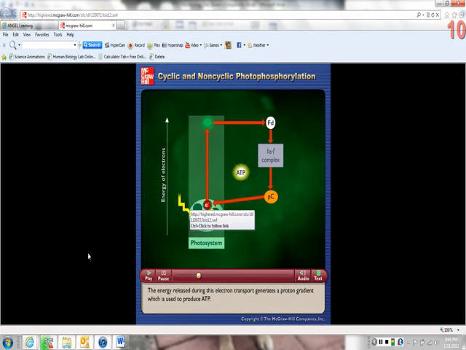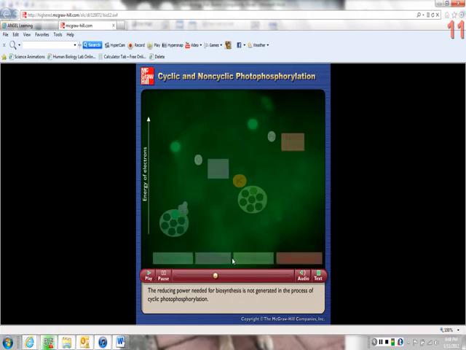The energy released during this electron transport generates a proton gradient which is used to produce ATP. Since the excited electron returns to the reaction center, this mechanism for making ATP is called cyclic photophosphorylation. The reducing power needed for biosynthesis is not generated in the process of cyclic photophosphorylation.